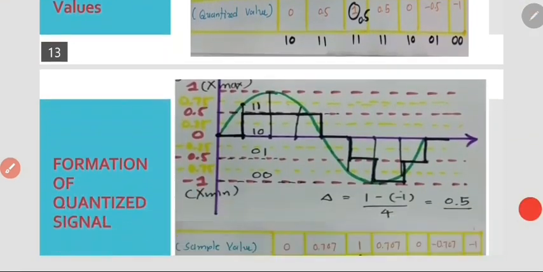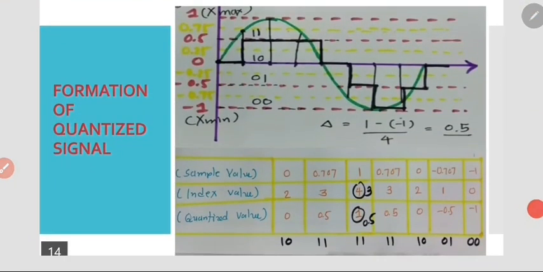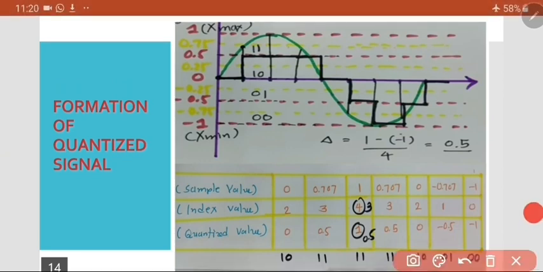Okay, so in this slide we will see how this table will help us to translate this analog signal into this quantized signal, and after this quantized signal how we move towards the digital data. Okay, so this procedure we will understand step by step.